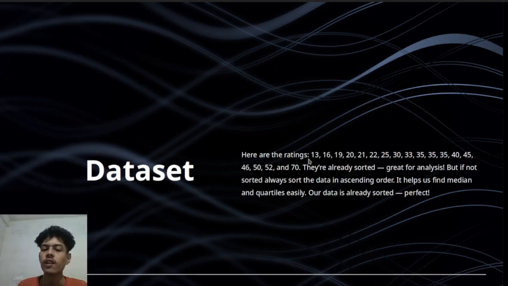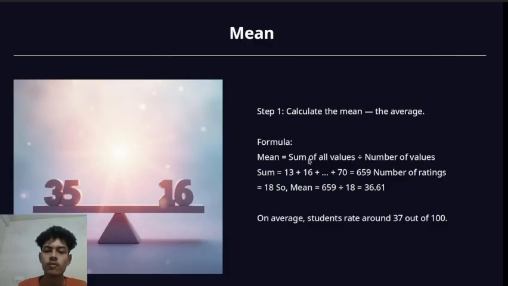This is our data set. This data set is already sorted, so it is easy to find the median in that. First we find the mean, which is the sum of all values divided by the number of values, and for our data set the answer is 36.61. According to this data, on average students rate around 37 out of 100 in feedback.